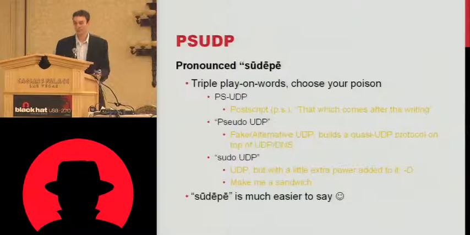So the tool is called PSUDP, and it's a kind of triple play on words on why I chose that name. First of all, it stands for PostScript, that which comes after the writing. What I'm doing is sticking data, sort of an actual second UDP protocol, on top of UDP, after the actual legitimate packet, which is where the pseudo UDP comes in. It's sort of a fake and alternative UDP on top of UDP. And lastly, because of pseudo UDP, it's UDP, but with a little extra power added to it. And of course, another obligatory make me a sandwich. Some of you will have gotten that.